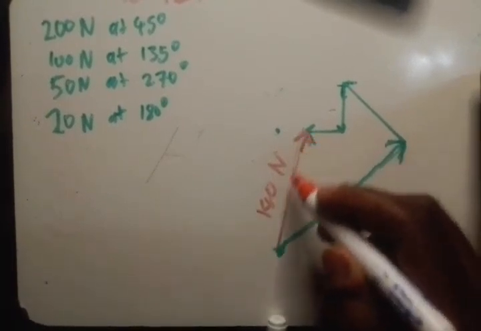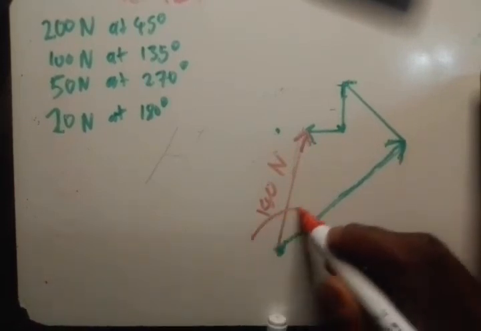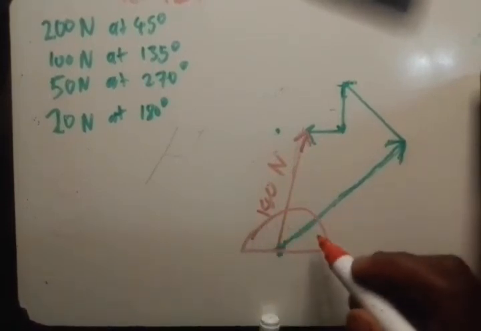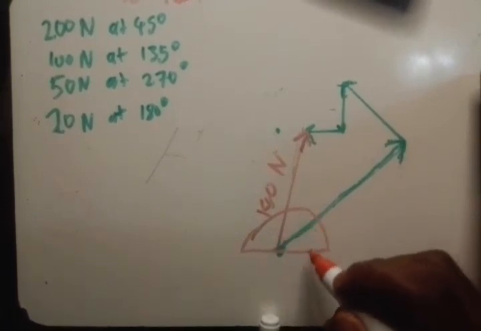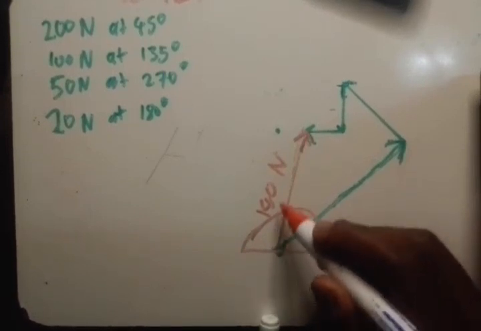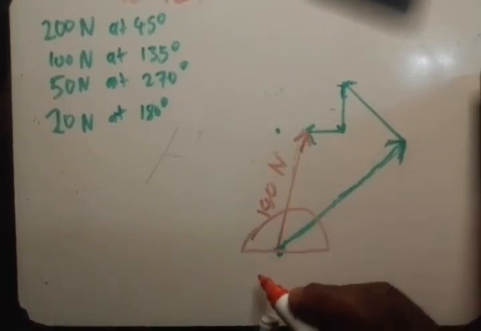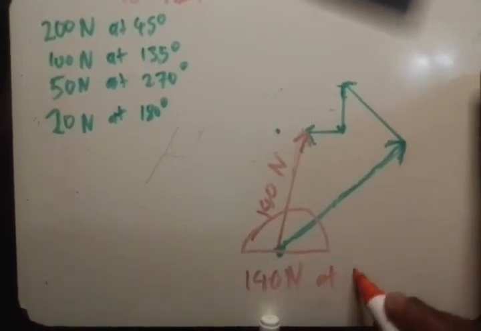But here's an issue. I only got the magnitude. We also need the direction. If you use a protractor to measure this, this would be around 85, not 85 centimeters, I mean 85 degrees. So it's close to 90 degrees. So we would say it's 140 newtons at 85 degrees.